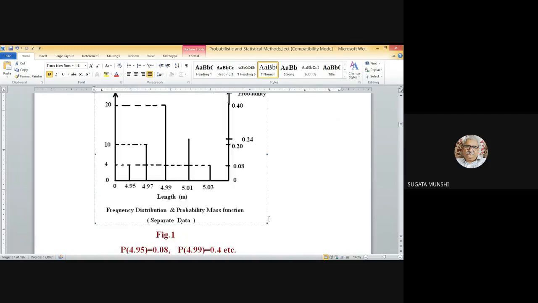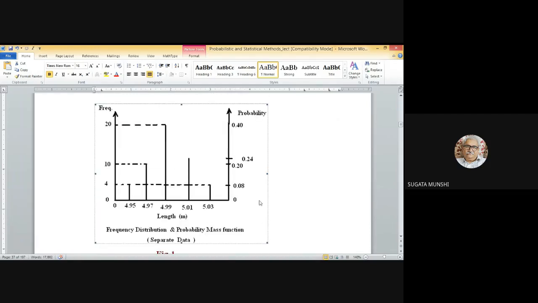So what are the things there in the plot? This side, the abscissa is length. Just see here 4.95, 4.97, all in meters. And here, this axis gives the frequency of occurrence. So 4.95, 4 numbers, 4.97, 10 numbers, 4.99, 20 numbers, etc. So these values 4, 10, 20 are called frequency of occurrence.